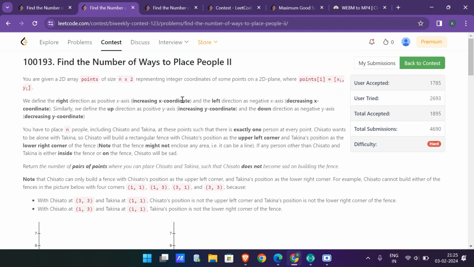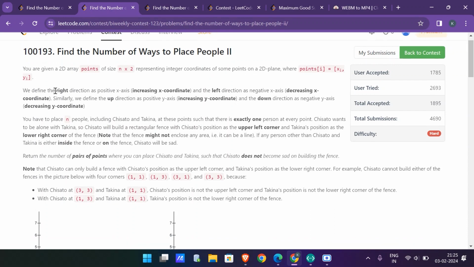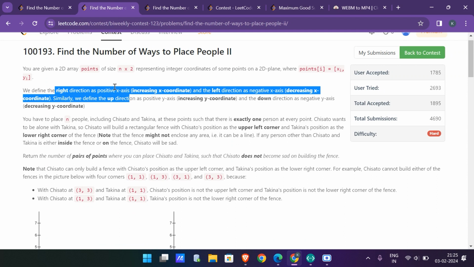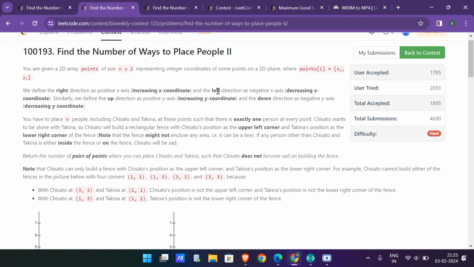Hey everyone, today we'll be solving the question "Find the Number of Ways to Place People", that came in LeetCode Biweekly Contest 123, and this is the last one of hard difficulty. In this question you are given a points array having the XY coordinates, and there would be n points. The right direction of the x-axis is the positive one and the left is the negative one, and the same for the y-axis: the upper one is positive and the lower one is negative.